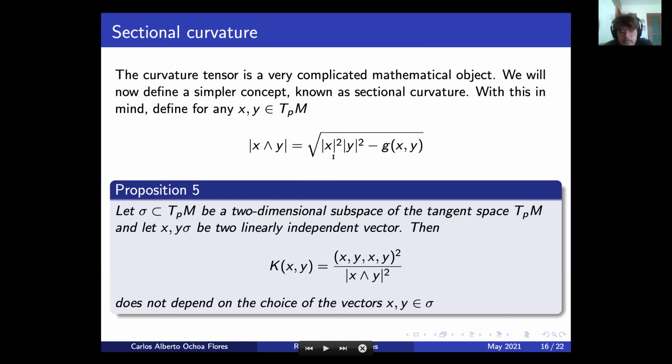Carlos, is it supposed to emulate the notation for an area element, as if we wrote dx and dy instead of x and y? Yeah, I think that might be the reason for this notation. And something else: this is not 0 or smaller than 0 because of the Cauchy-Schwarz inequality. That's important to notice, because if it was 0, this quotient would not make sense, and if the difference was smaller than 0, then the square root would not make sense.